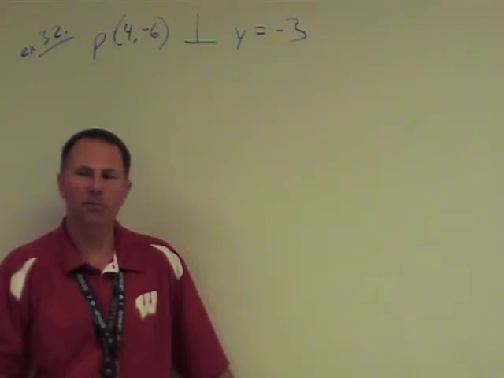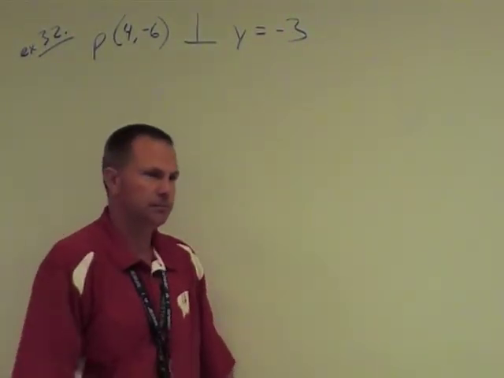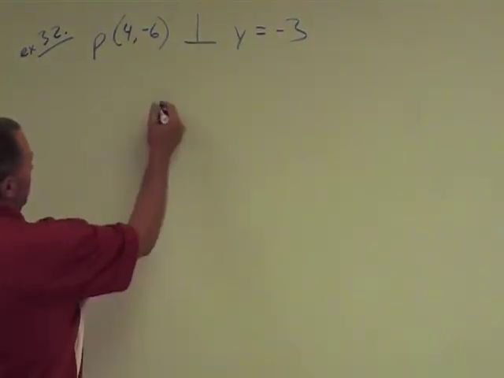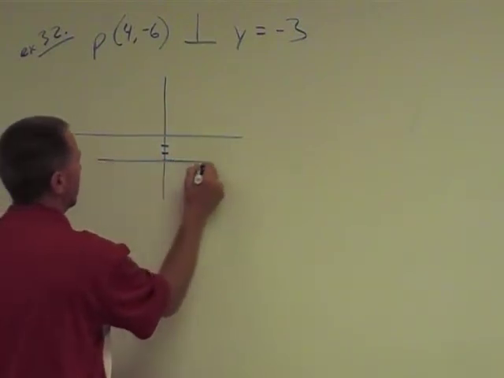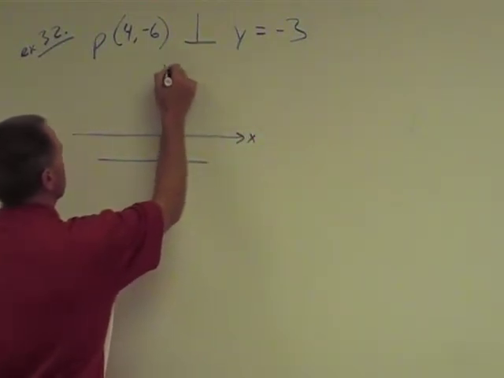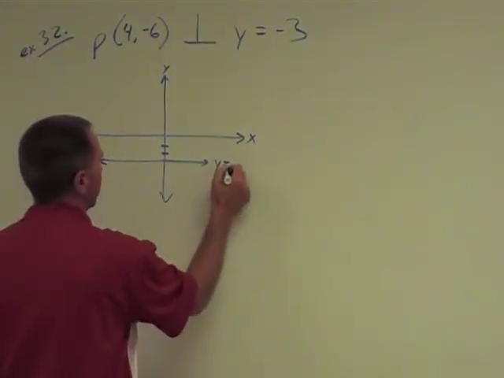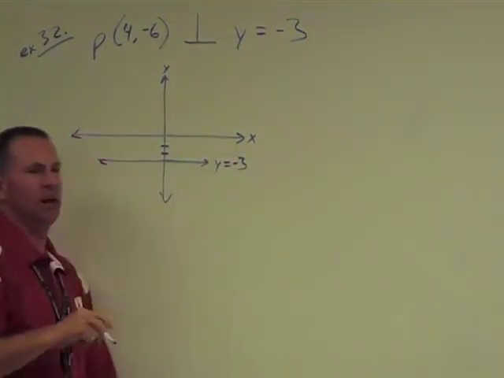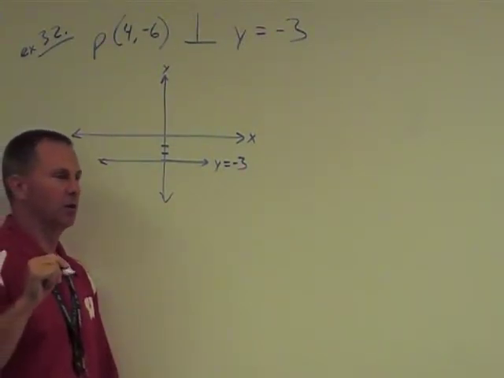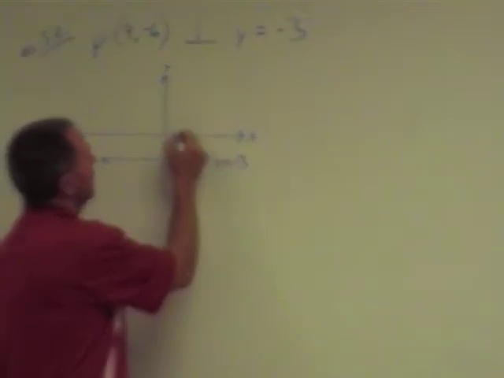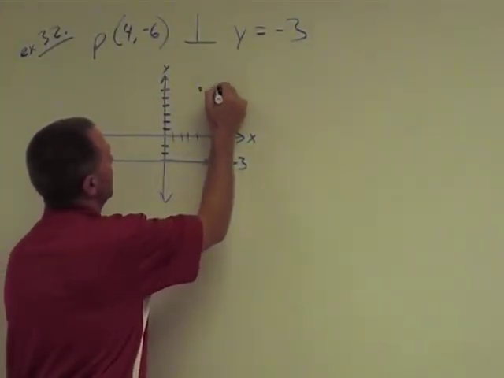So again, I'm going to help you out by doing the visual part of it. Visually, y equals negative 3 is right here. I want a perpendicular line. So first of all, what's the line going to look like? It's going to be vertical. Now where's point P? Here's point P.